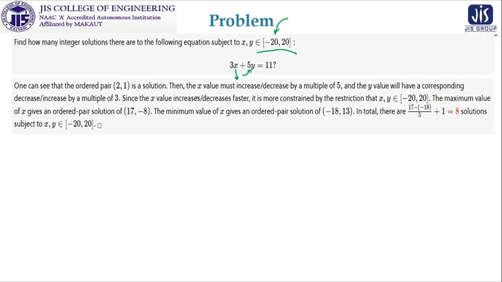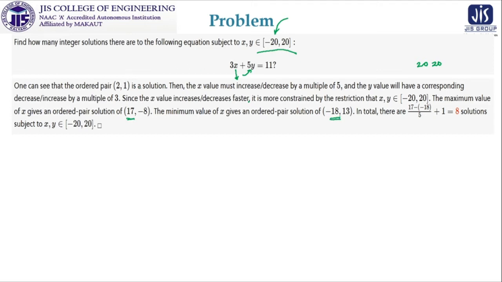Now since the x values increase and decrease faster, to make the calculation easier, it is more constrained by the restriction that x and y are between minus 20 and 20. The maximum value of x gives an ordered pair solution 17 and minus 8. The minimum value of x gives an ordered pair minus 18 and 13. So we are emphasizing on this 17 and on minus 18.